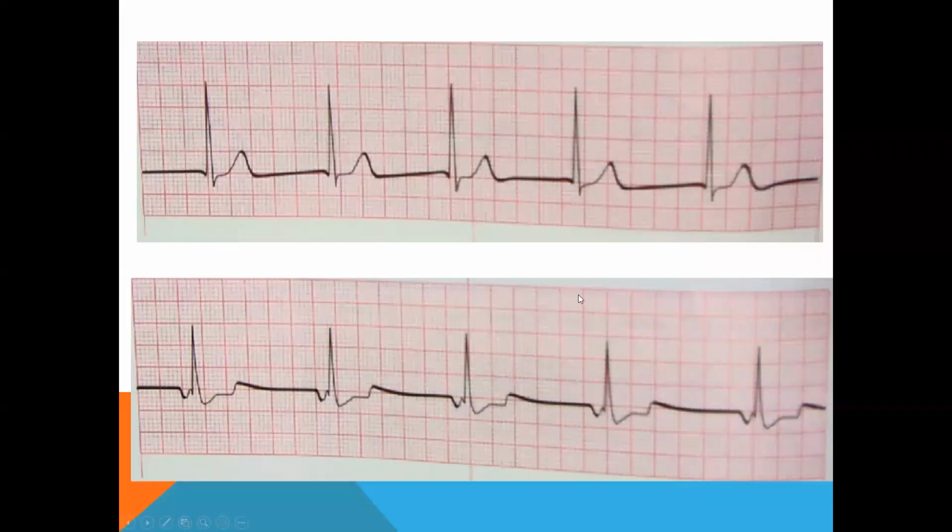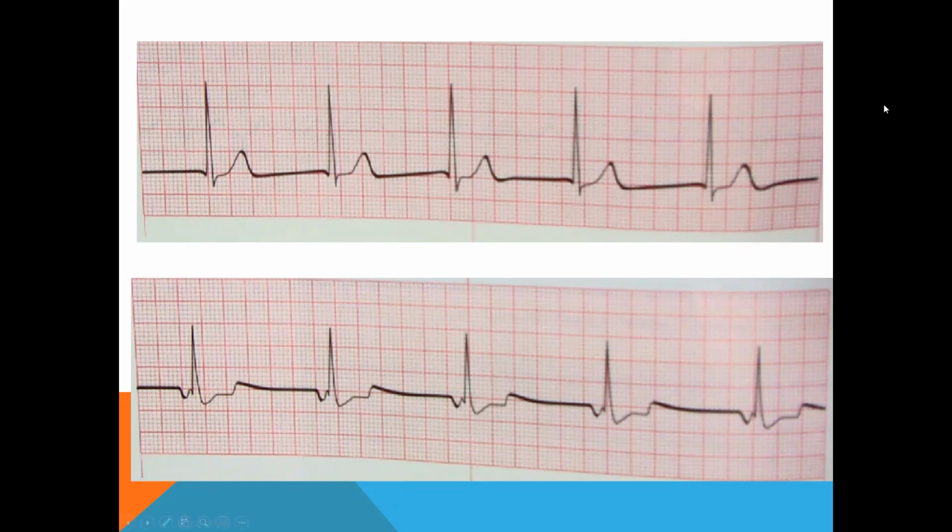Okay, name the rhythm at the top. So we've got 30 boxes. I can see by these little red lines coming down, because that's 15, 30 boxes. So how fast is the rate? 50. Right, 50 per minute. So you count the number of R waves, multiply by 10.